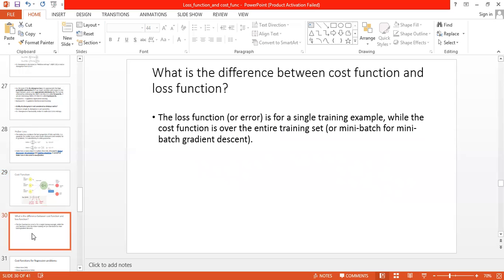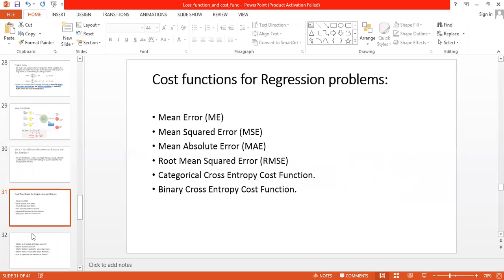I hope you can understand it properly. These are the various types of cost functions which are used for regression type problems. Here you can see the mean error, mean squared error, mean absolute error, root mean square error, categorical cross entropy cost function, and binary cross entropy cost function. We have already seen all of these in detail in the loss functions. Here we are just calculating this for our whole data in the cost function. So these are all the types, and we are not going into detail for that.